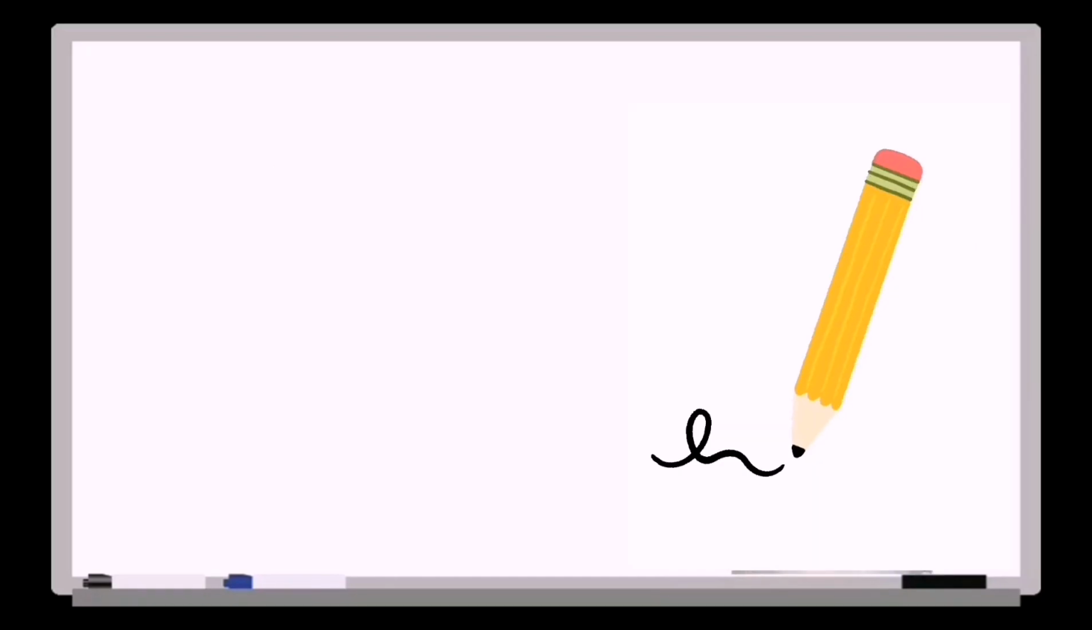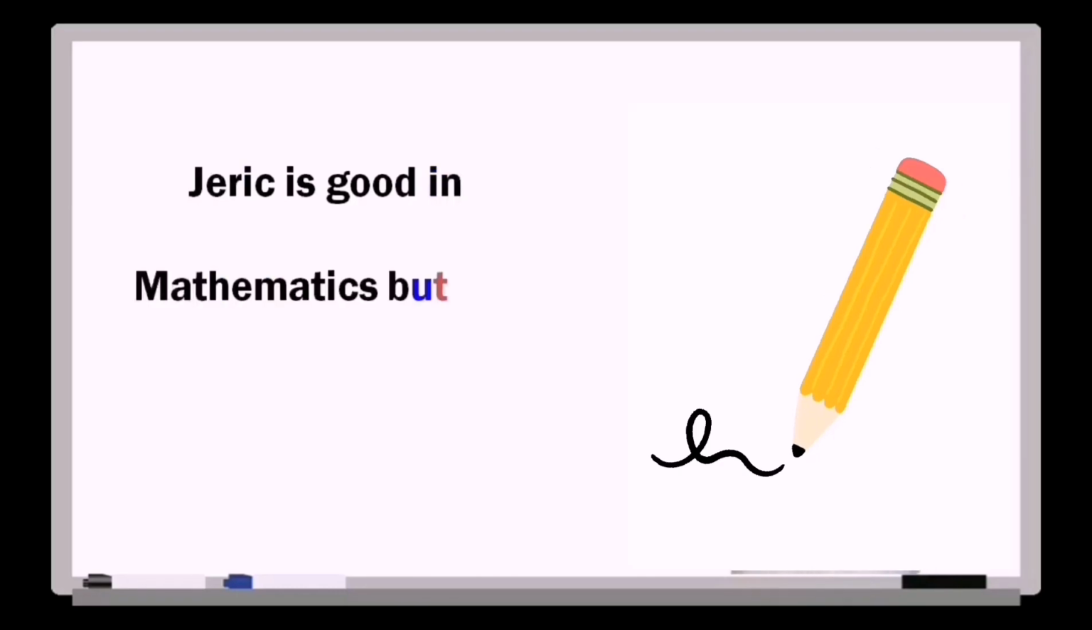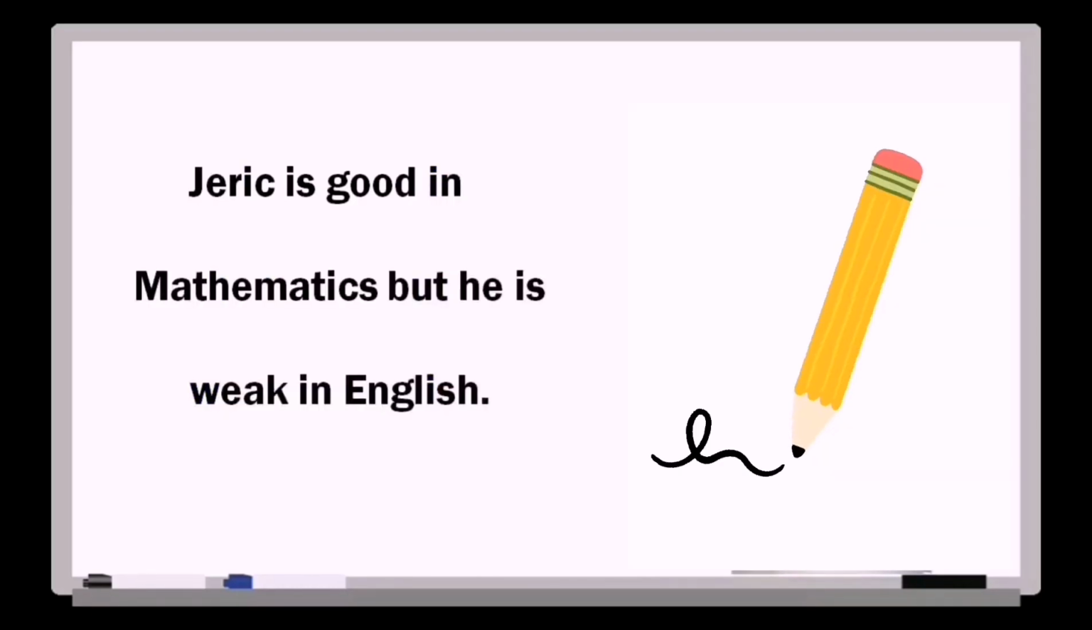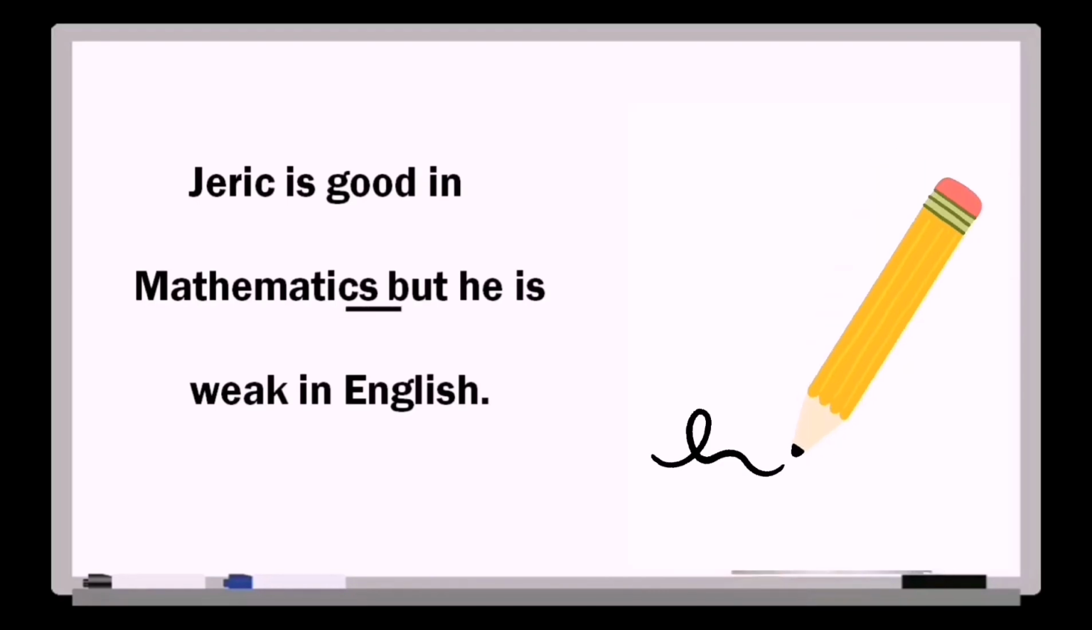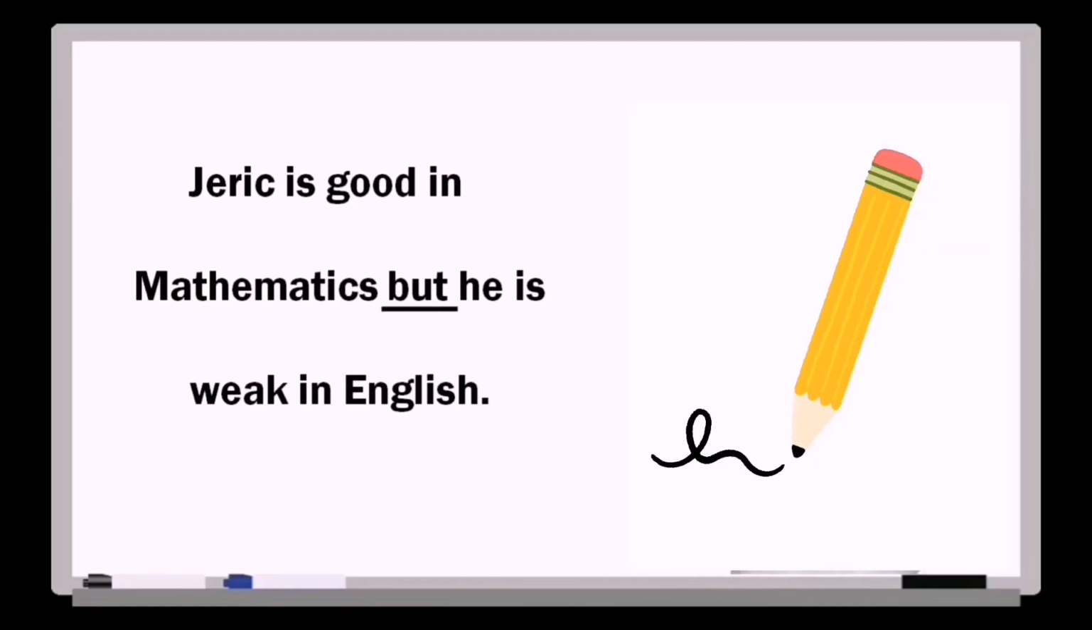For our third sentence, we have Jarek is good in mathematics, but he is weak in English. We use but to show contradiction between our two clauses in our compound sentence.